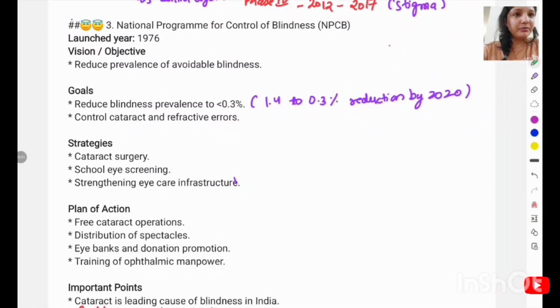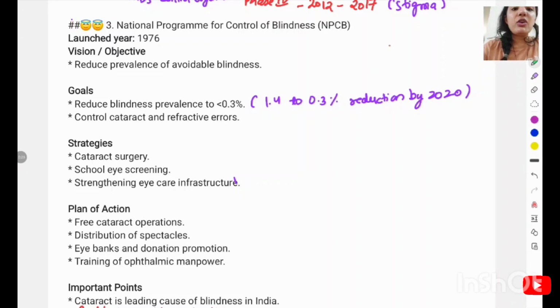NPCB. Blindness is one of the important problems that is happening to people, and that's why the government launched this national program for control of blindness. If we can prevent it, we have to prevent it. It was launched in 1976, and our vision is to reduce the prevalence of avoidable blindness. Prevalence means new as well as old cases. We have to reduce both of these by tackling avoidable blindness.